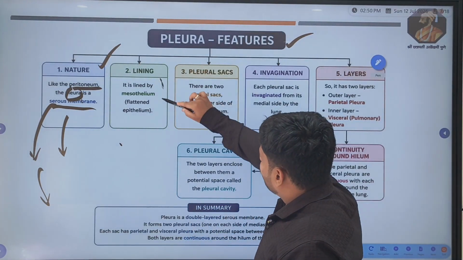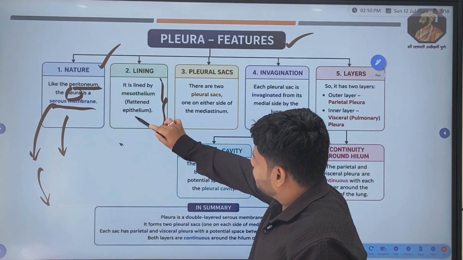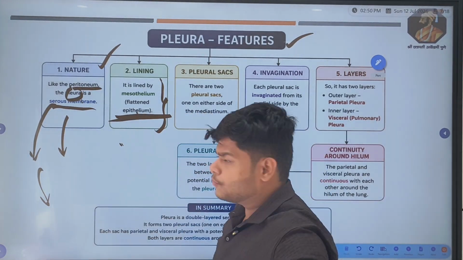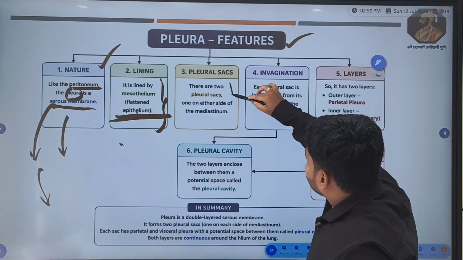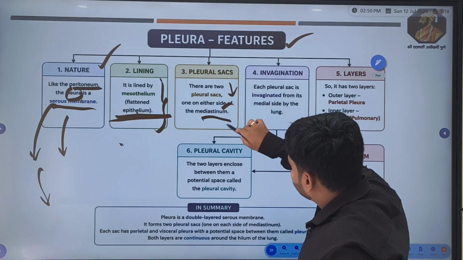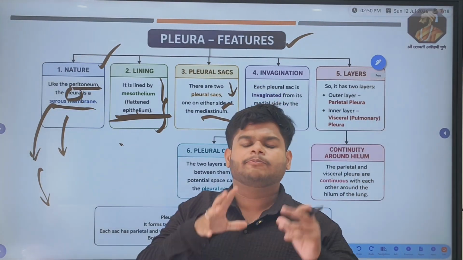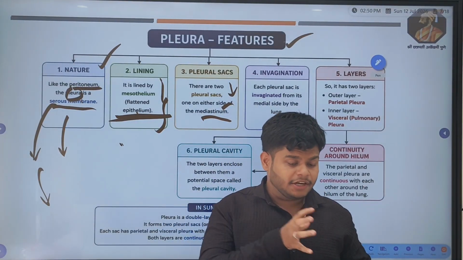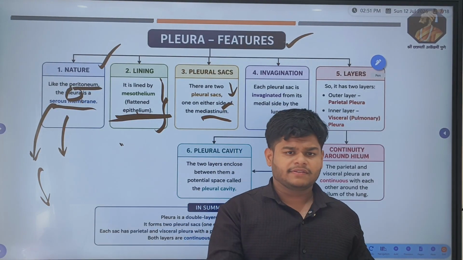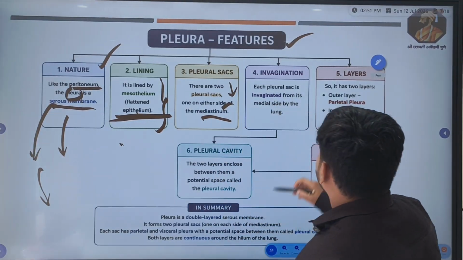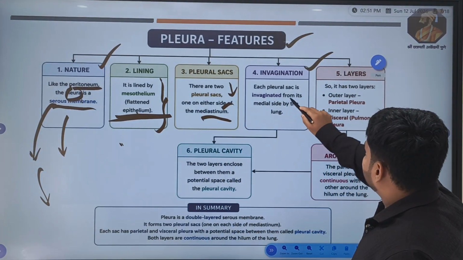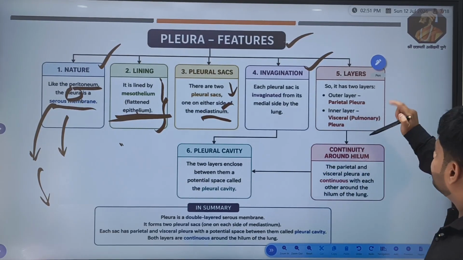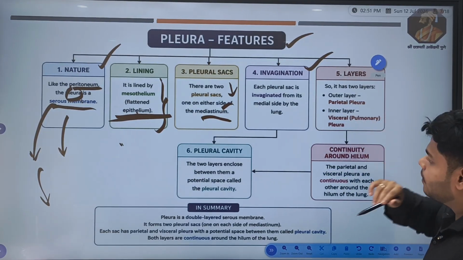It is made up of mesothelium cells, which is nothing but a flat epithelial connective tissue. There are two sacs present on either side of the mediastinum. What is a mediastinum? Mediastinum is a space where our heart is present, which is tilted towards the right side. Each pleural sac is evaginated from the medial side by the lung. So it has two layers, called parietal and visceral pleura.